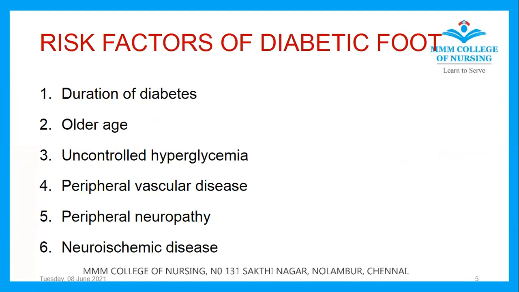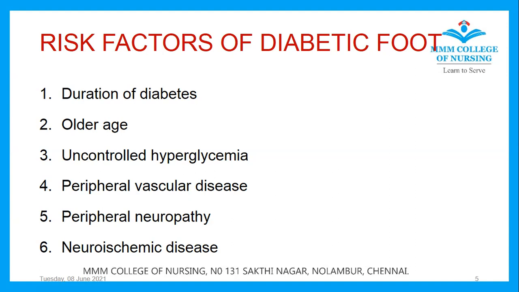Duration of diabetes is one of the risk factors for developing diabetic foot. A patient who has suffered from diabetes for more than 10 years is at high risk of developing diabetic foot. And elderly people are also prone to develop diabetic foot. Third, uncontrolled hyperglycemia. Increased blood sugar level can also lead to diabetic foot. Studies say that increased blood sugar allows fructose to deposit over the nerves, thereby reducing the impulses. Due to that, the patient develops reduced sensation in the foot.